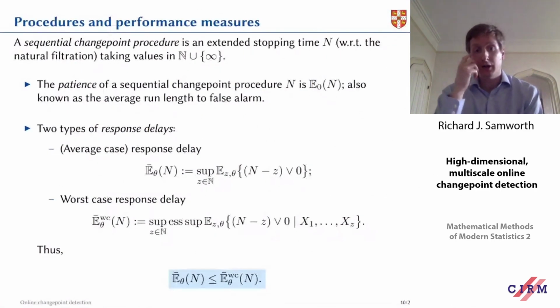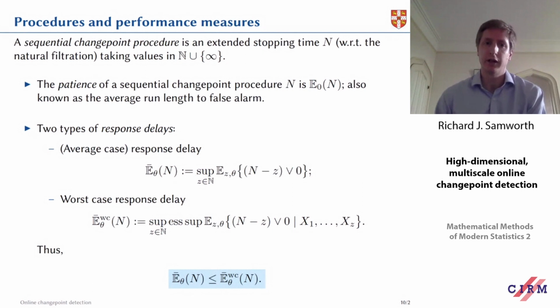So I'd better define what we would consider to be a good online algorithm. First of all, what we mean by an algorithm in this context is a sequential change point procedure, an extended stopping time. That's just a stopping time that can take the value infinity. It's with respect to the natural filtration. And then there are two criteria by which we could judge it, the patience and the response delay.